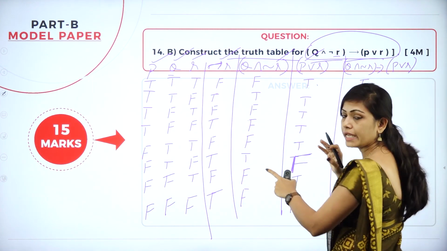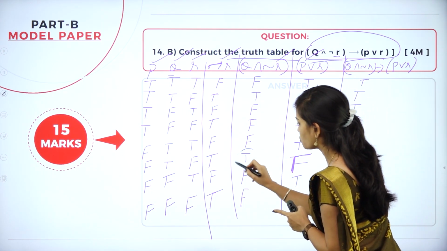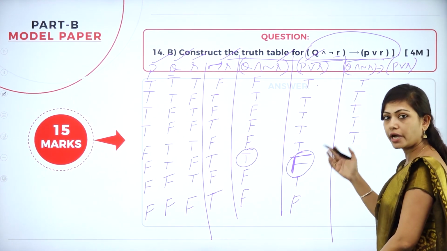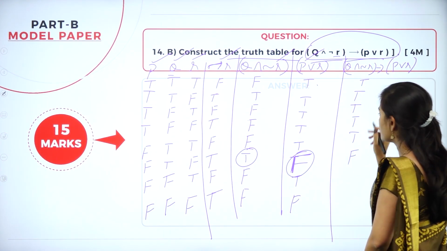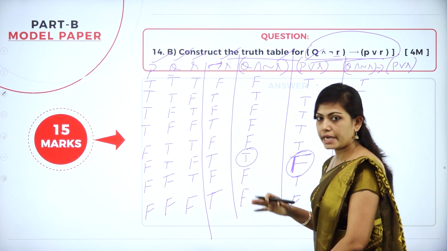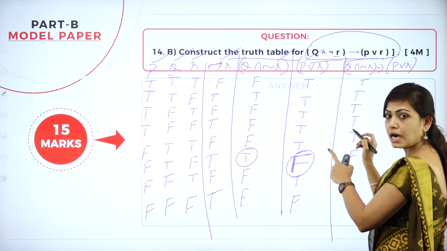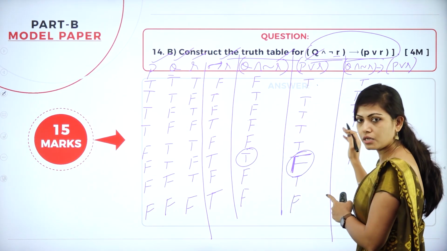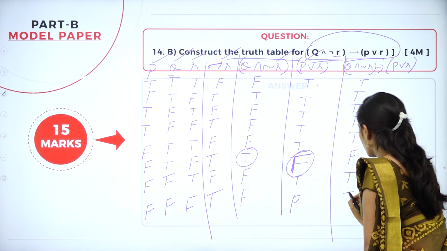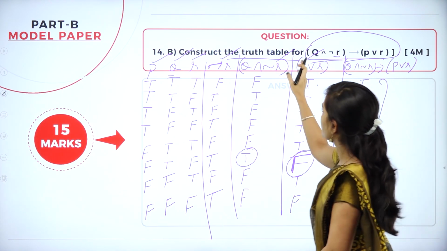And in logical implication, if the first condition is true and the second condition is false, then only the final condition is false. I have already discussed all the logical connectives in my previous session. So true, false is false. Otherwise all the conditions are true. So false, true is also true. False, false is also true. So these are your final conditions for a given problem.